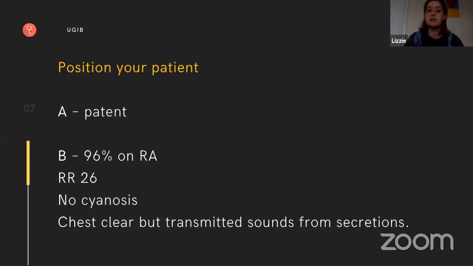In terms of A, he's patent, he's talking to you in full sentences. And from a breathing perspective, you've got the SATS probe on. His SATs are about 96% on room air. His respiratory rate is about 26. There's no cyanosis. And when you have a quick listen, there's lots of secretions and transmitted sounds, but no focal consolidation at the base or crepitations at the bases. And there's good global air entry.